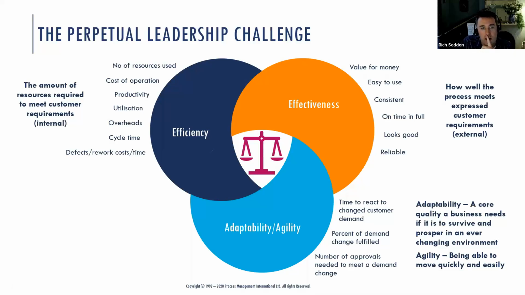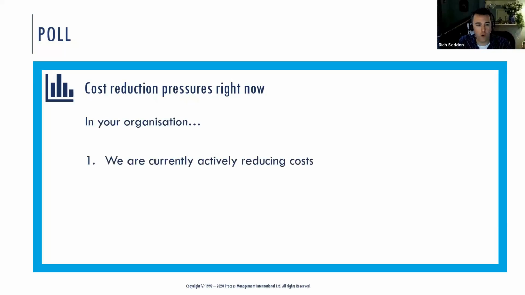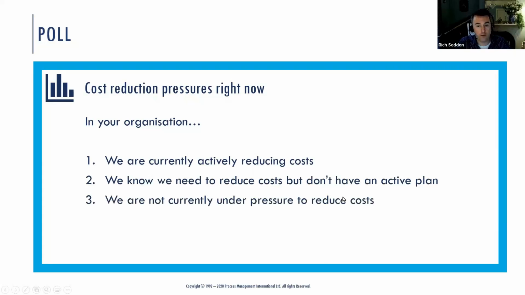Okay, great. So before we go any further, we'd like to progress to a poll and understand the cost reduction pressures that your organizations are facing right now. Let's get a feel for this. So the questions we're asking: in your organization, 1, we're currently actively reducing costs. 2, we know we need to reduce costs, but don't have an active plan. And 3, we're not currently under pressure to reduce costs. This is just taking the temperature of the room.